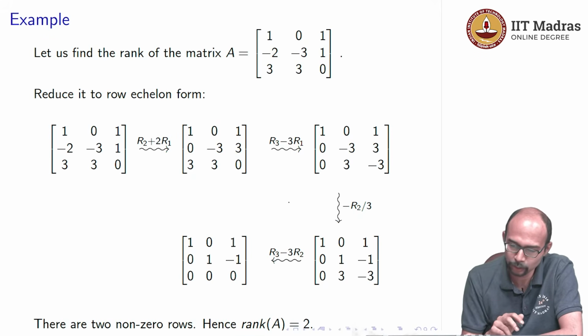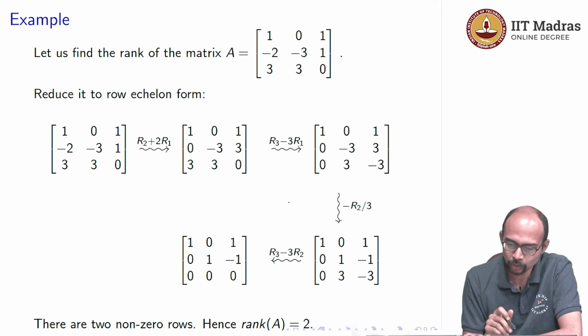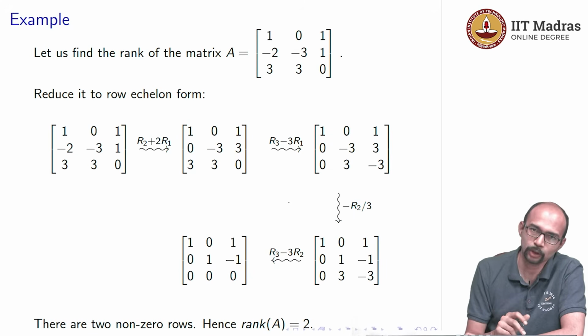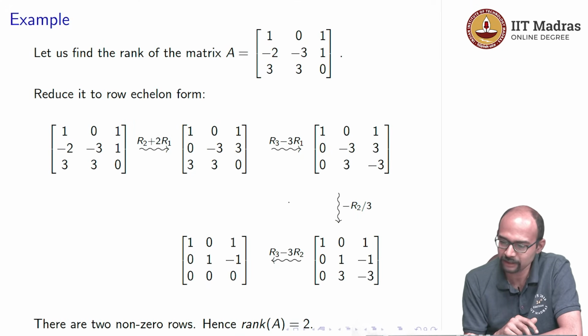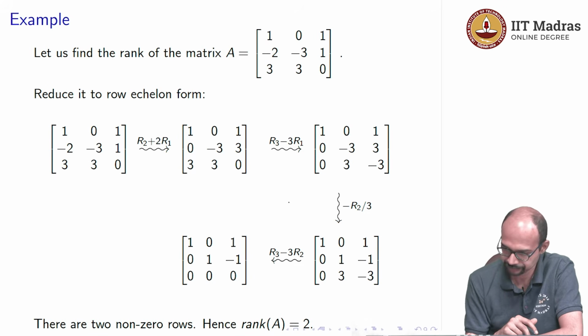So, this is 1 0 0, minus 2 minus 3 1, 3 3 0. We want to make the first column, there is a 1 already in the 1 1 position, so make everything else in the first column 0. That means we add 2 times the first row to the second row, and we subtract 3 times the first row from the third row. That gives us the matrix 1 0 1, 0 minus 3 3 and 0 3 minus 3.